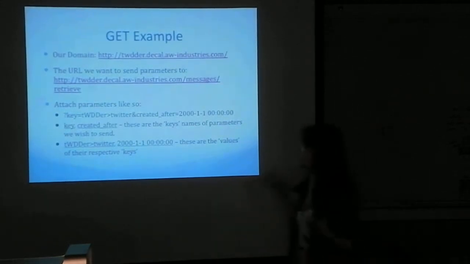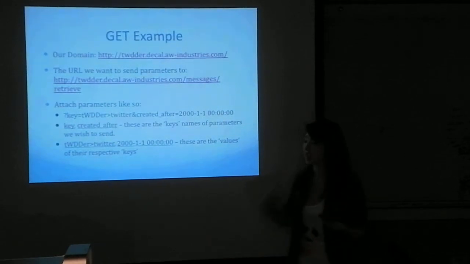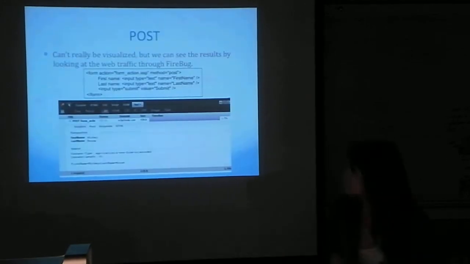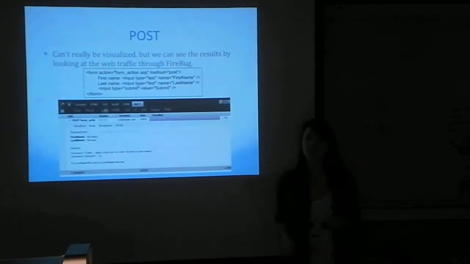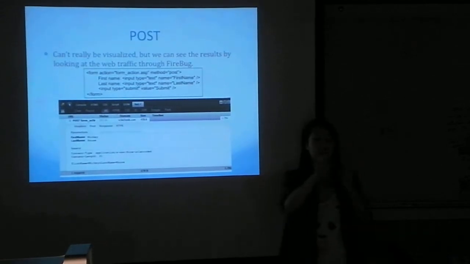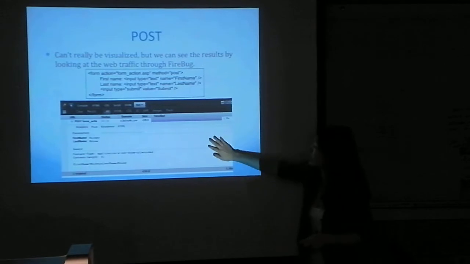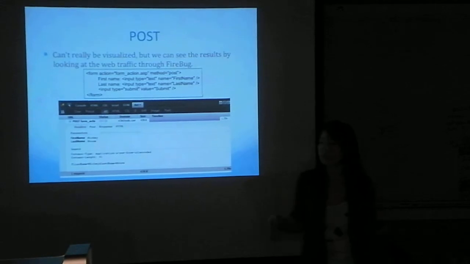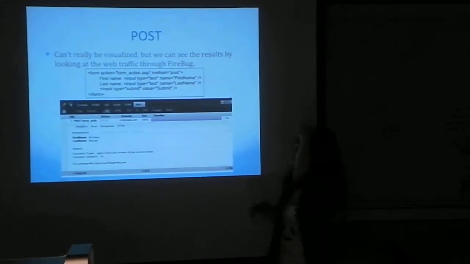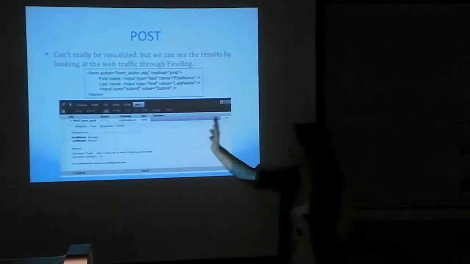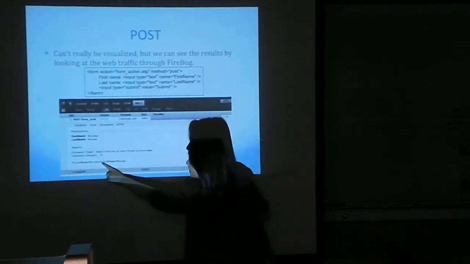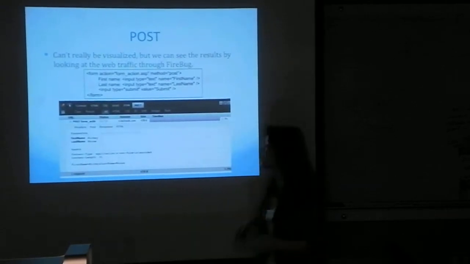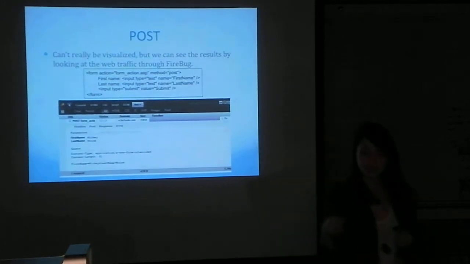So GET is basically a really easy way to send and receive information, just putting all the information in the URL. There is another one that's called POST, which can't really be visualized. It doesn't actually send it through the URL, but you can see it if you use Firebug or the Chrome or Safari debug console and go to the network tab. If you look at the web traffic, you'll see things being sent. For example, you posted something and it says first name equals whatever and last name equals whatever, but it isn't actually sent through the URL. It takes a secret passageway.